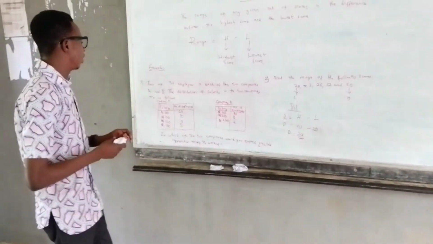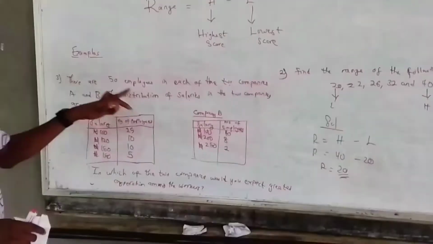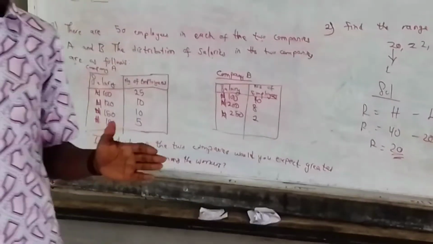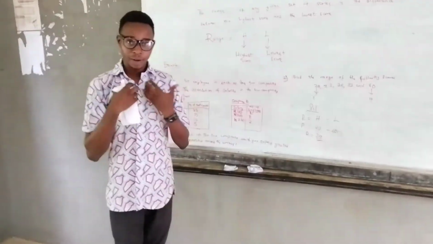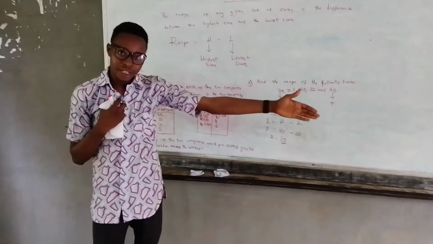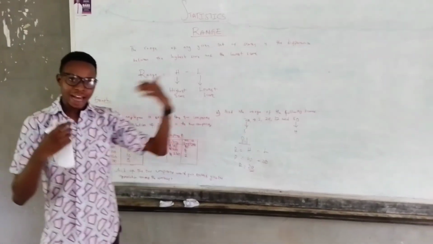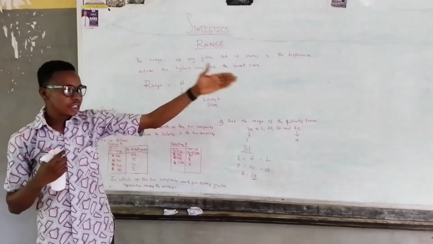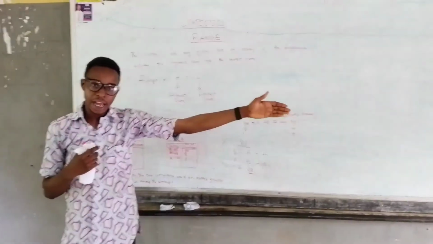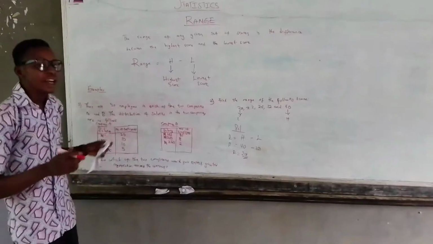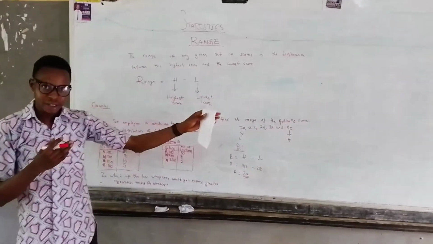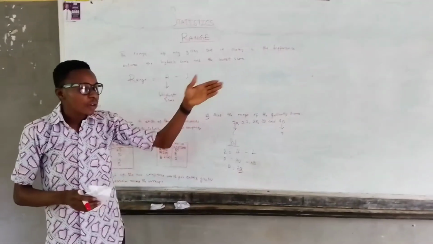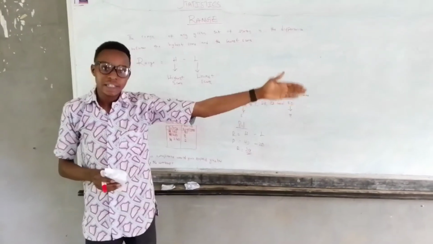Now, look at the question. There are 50 employees in each of the two companies A and B. We have a company, just like I have a company. My company is company A. Another person has company B. In my company, I have 50 employees. In his company, he has 50 employees too. So now, the salary varies. The amount I pay my workers is quite different from the amount he pays his workers.